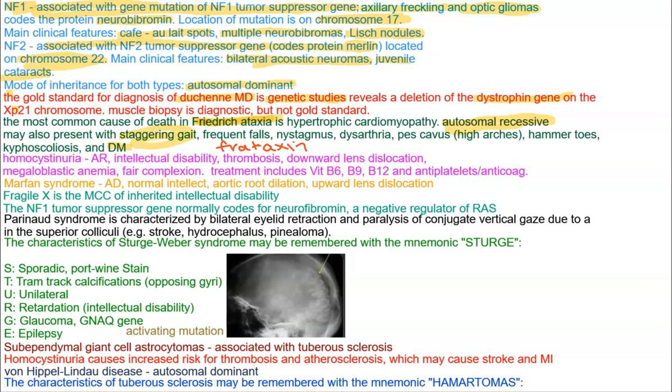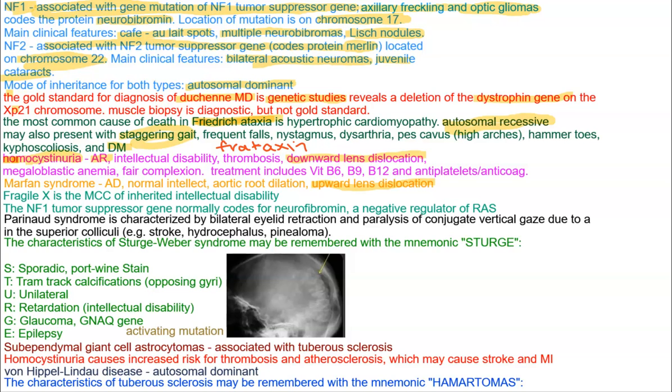Next one that we have is homocystinuria. Homocystinuria is inherited through an autosomal recessive pattern. And there's going to be intellectual disability, thrombosis, high yield thrombosis, remember that. We'll talk about that a little bit later on, why that's important, but think about hypercoagulable states when you think about homocystinuria. And also downward lens dislocation, in contrast to Marfan syndrome, which has upward lens dislocation. So for homocystinuria, remember downward lens dislocation.